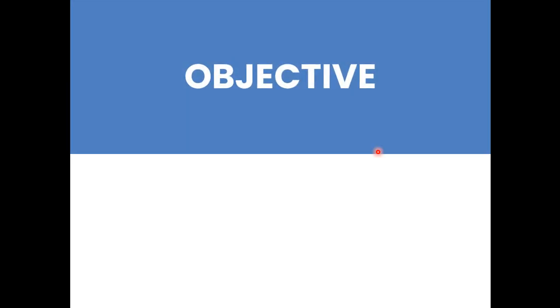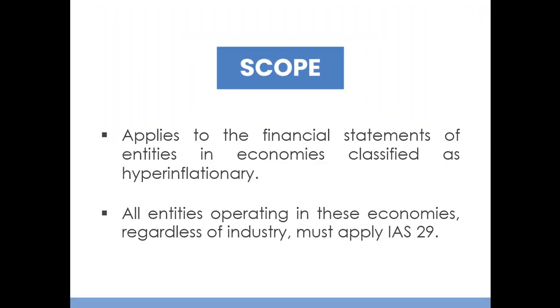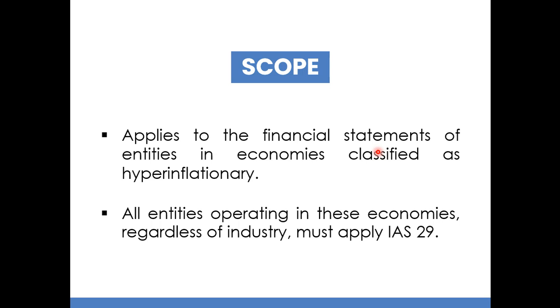So first, what is the objective of IAS 29? The objective of IAS 29 is to ensure that financial statements prepared in hyperinflationary economies are expressed in terms of the measuring unit current at the reporting date, thereby maintaining their relevance. The scope of IAS 29 is to apply to the financial statements of entities in economies classified as hyperinflationary, and all entities operating in these economies, regardless of industry, must apply IAS 29.